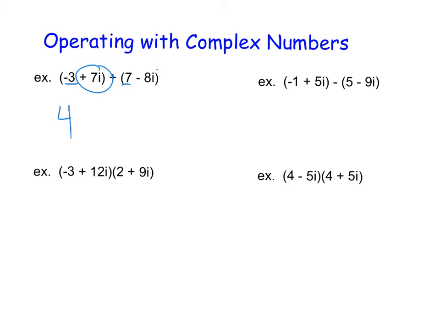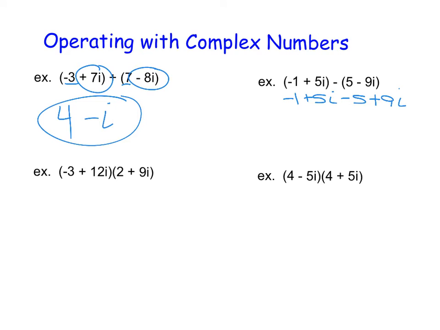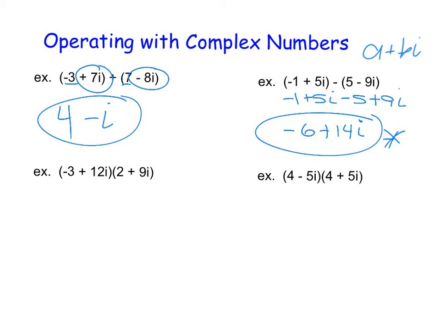And then 7i, negative 8i. That's it. Next one, you can either, if you're good at doing these in your head, do it, or I like to distribute and then just combine like terms. So I get -6 plus 14i. Now remember it is a plus bi, so you're supposed to write it like this. If you wrote 14i minus 6, I'm not really picky about it, but there are teachers that are.